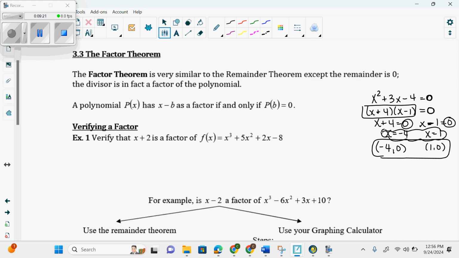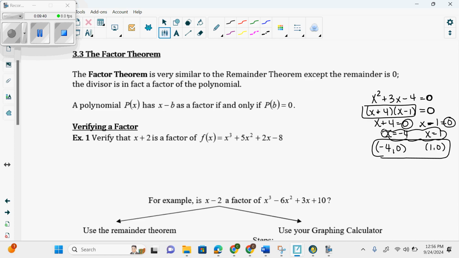But the factor theorem is very similar to the remainder theorem, except the remainder is 0. So if the remainder comes out as 0, then whatever you divided by, x plus 2, x minus 3, 2x plus 5, those are just a factor. That would be a factor of the factors if you factor the quadratic, or you factor the cubic. Okay? That's what we're learning today.